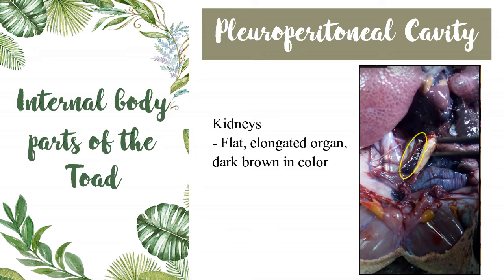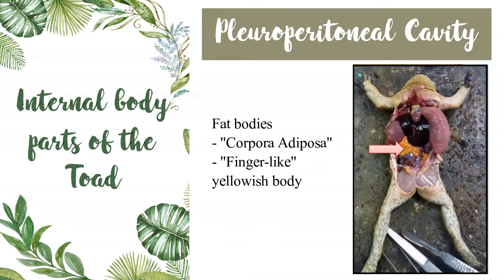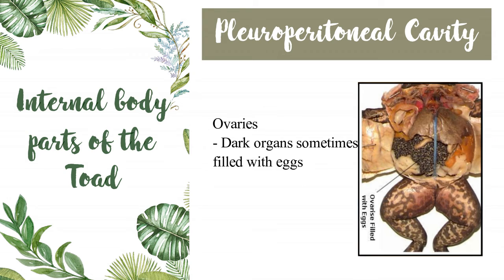The kidney is a flat, elongated organ, dark brown in color, and functions in the filtration of body fluids. The testes are a pair of oval or elongated cylindrical yellowish bodies that secrete the male gametes needed for reproduction. Fat bodies, also known as corpora adiposa, are the finger-like yellowish bodies that store energy needed for hibernation, metamorphosis, and for mating. The ovaries are the dark organs sometimes filled with eggs that produce the female gametes needed for reproduction.